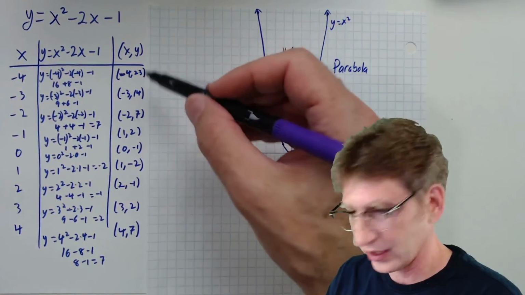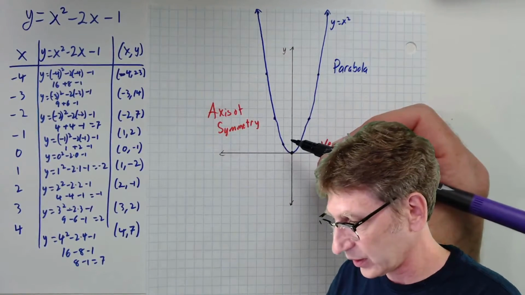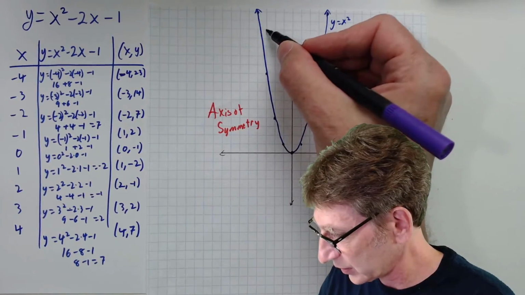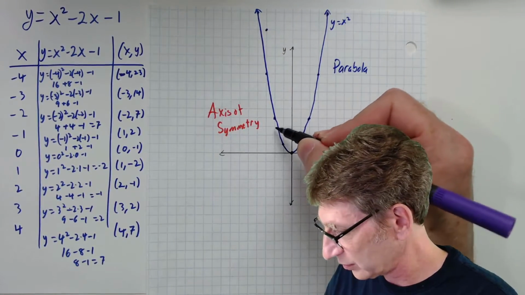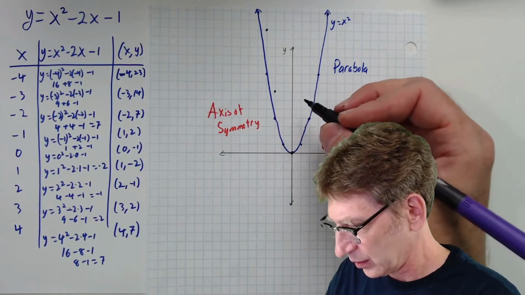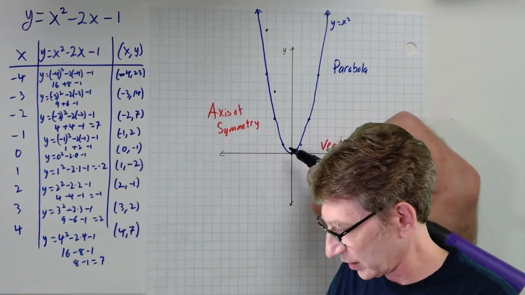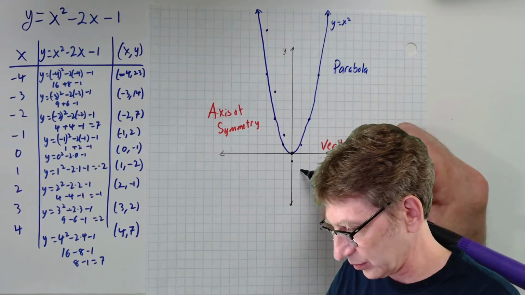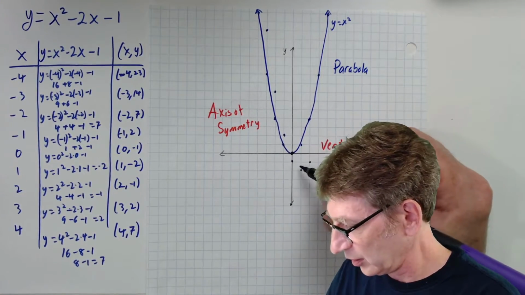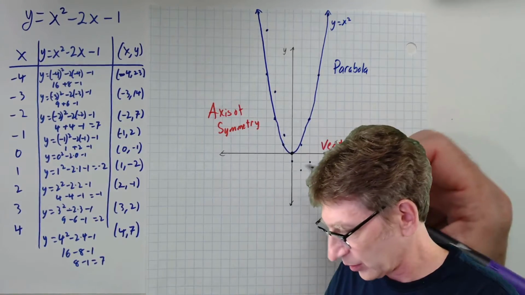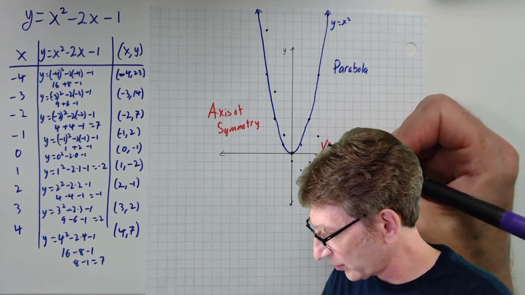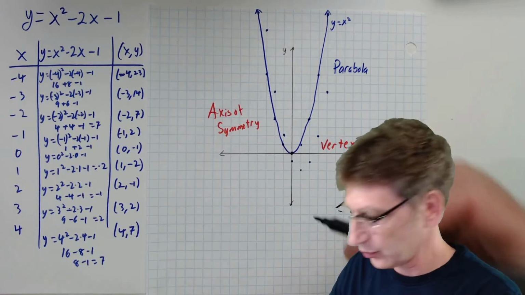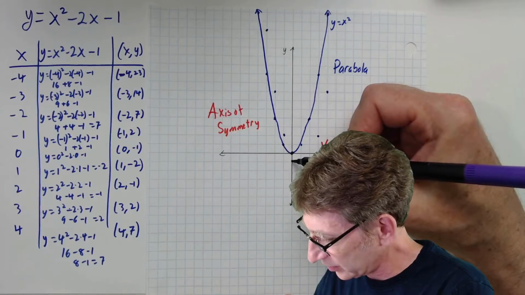-4, 23, it's not going to fit on here. -3, 14. That will. Here's -3. 1, 2, 3, 4, 5, 6, 7, 8, 9, 10, 11, 12, 13. -2, 7. There's that one. Oops, that's a negative here. -1, 2. 0, -1. 1, -2. 2, -1. Interesting, it looks like it changes direction right here. 3, 2. And 4, 7. We go. So these purple points give me my second parabola.